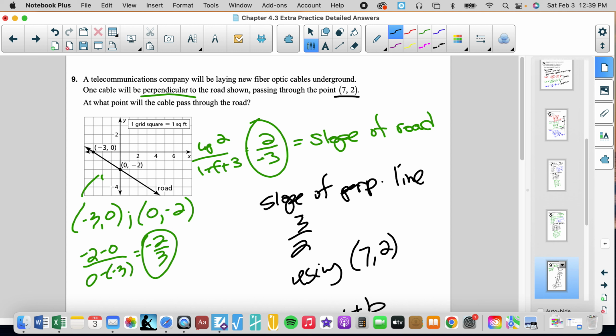Okay, so we have the point 7, 2. Let's do a little work. 7, 2 is right here and perpendicular. So I can't necessarily draw it. I know my slope is 3/2, so I could go up 3, right 2, or I can go down 3, left 2. We could do that way.